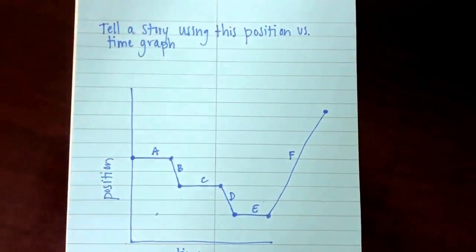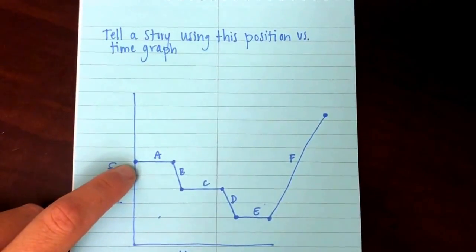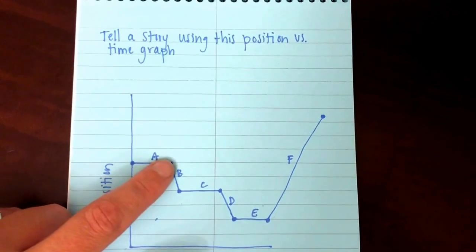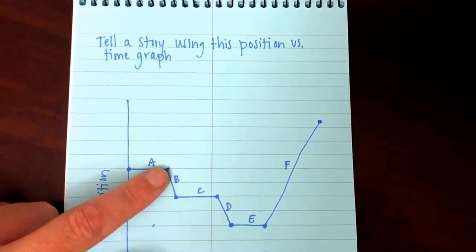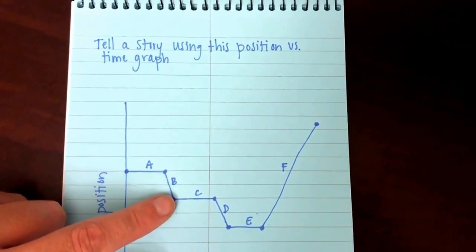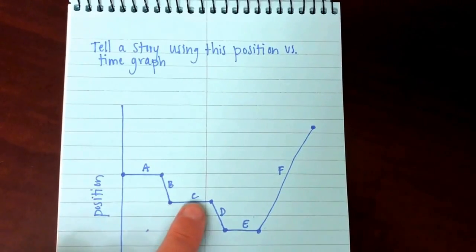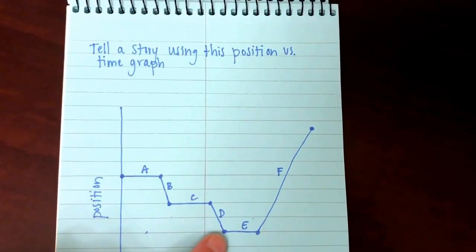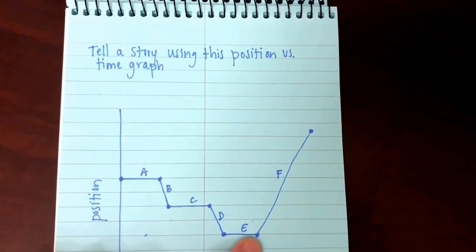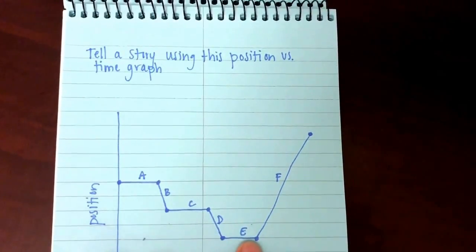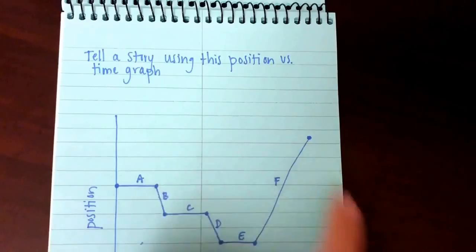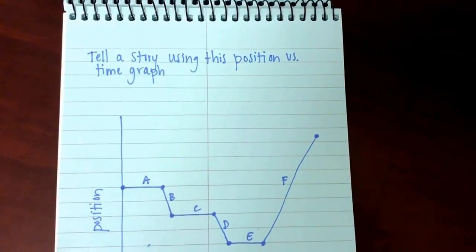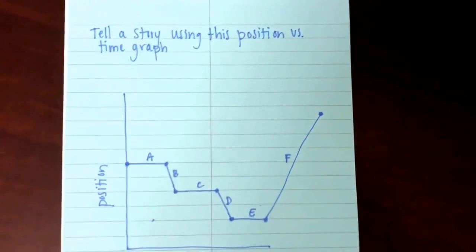So here we have our motion starting away from home, not in motion, moving back toward home fairly quickly, not in motion again, moving back toward home again very quickly, no motion again, and then a very quick motion away from home and a fairly far distance. So hopefully your story said something like that.